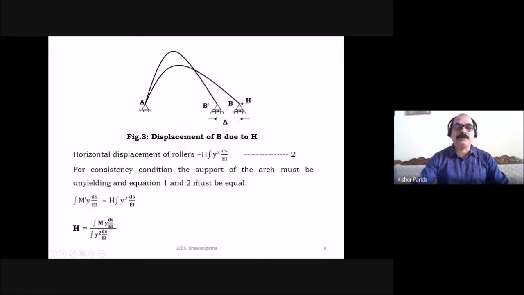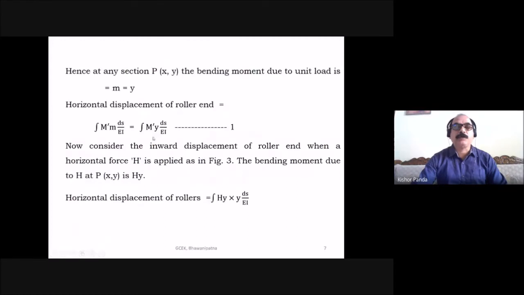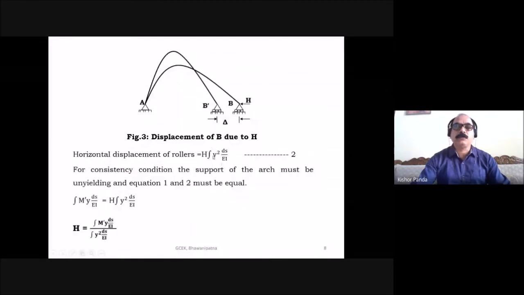For the consistency condition, the support of the arch must be unyielding. Here the support is actually unyielding, and equations 1 and 2 must be equal. This is equation 1, the integration of capital M dash y ds by EI, and this is equation 2, H times the integration of y square ds by EI. So equate these two equations. The integration of M dash y ds by EI is equal to H times the integration of y square ds by EI. Then from this relation, you can find out the horizontal force.